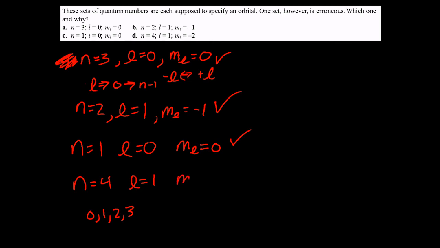However, if L is 1, is mL allowed to be negative 2? The answer to that is no. mL cannot be negative 2. mL is limited by L. So because our L value is only 1, mL, the third quantum number, is only allowed to be negative 1, 0, or positive 1. It is not allowed to go to negative 2. So this one is not acceptable. That is the one that is erroneous, as they say.